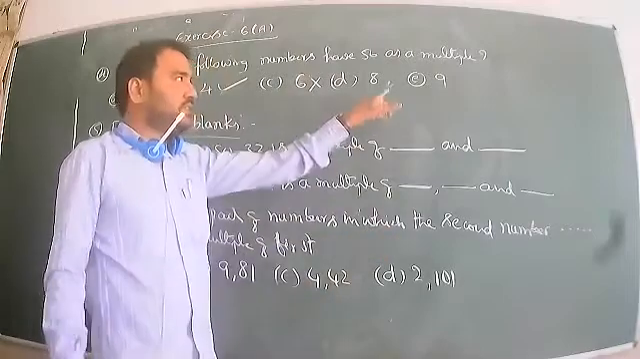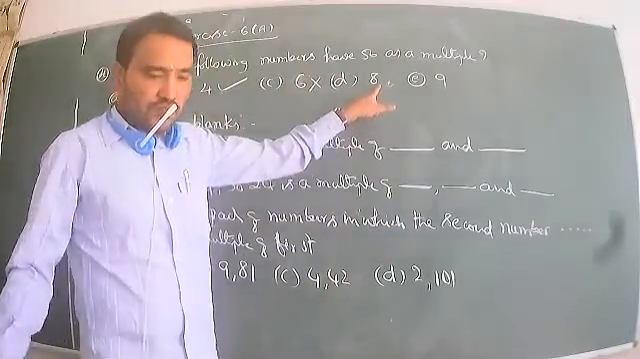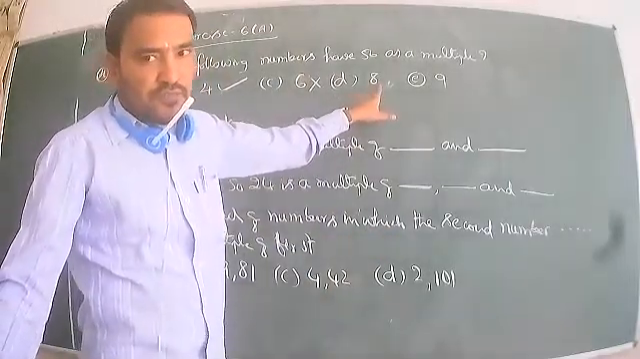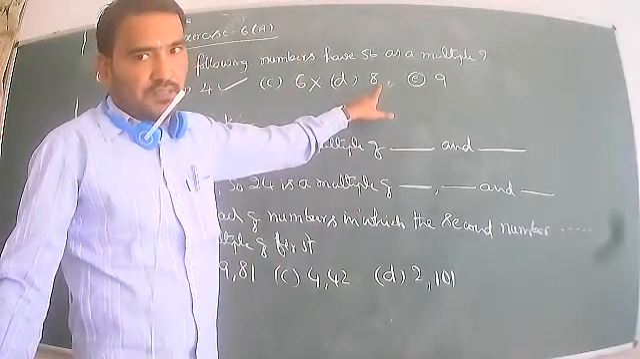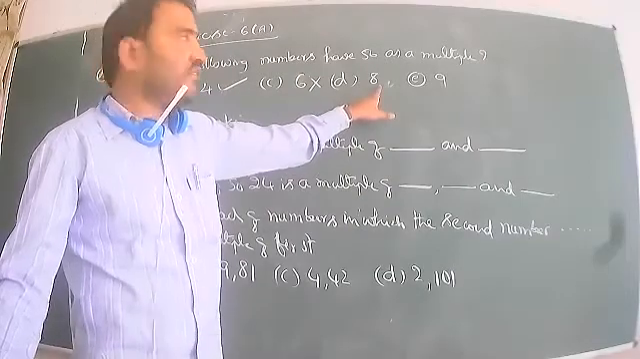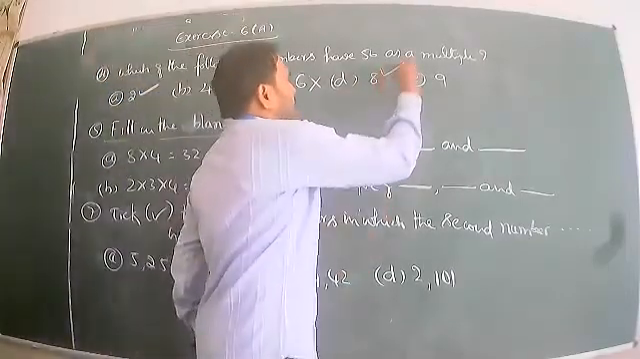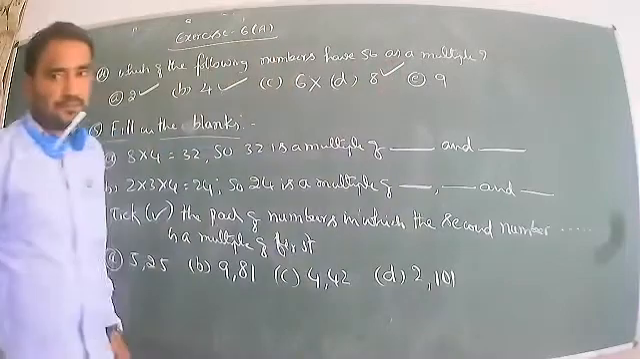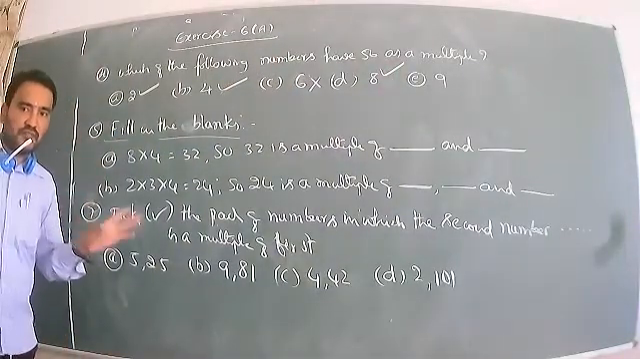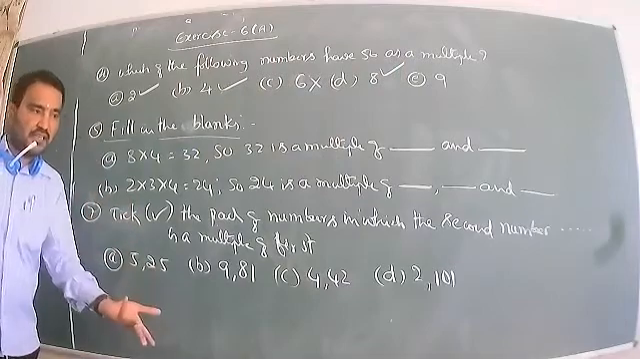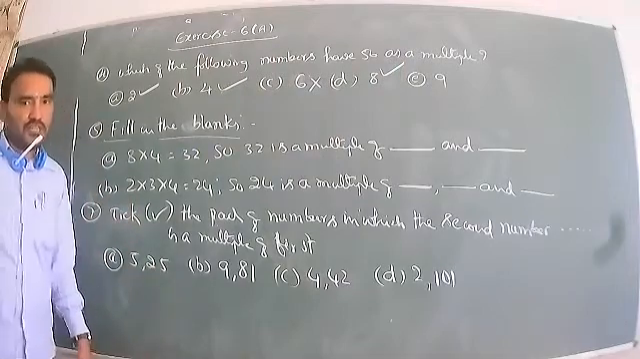Yes. 8. Check the 8 table. 8 1s are 8, 8 2s are 16, 8 3s are 24, 8 4s are 32, 8 5s are 40, 8 6s are 48, 8 7s are 56. Yes, 56 is a multiple of 8. Now 9. 9 6s are 54, 9 7s are 63. So it is not a multiple of 9.